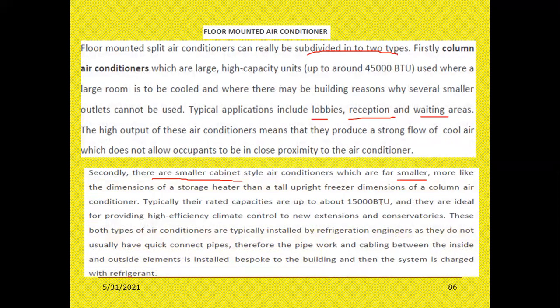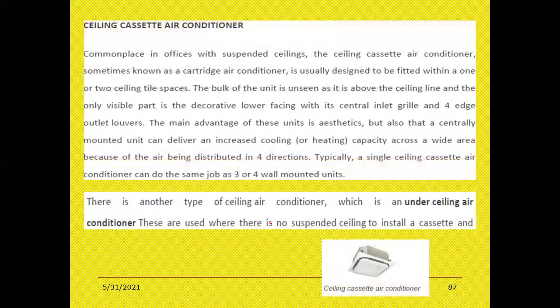Here they are ideal for providing high efficiency climate control. Both types of ACs are typically installed by refrigeration engineers only, and the piping work and cabling between the inside and outside elements are installed in the building, and then the system is charged with the refrigerant. So finally the refrigerant will be added. This is about the split AC system.